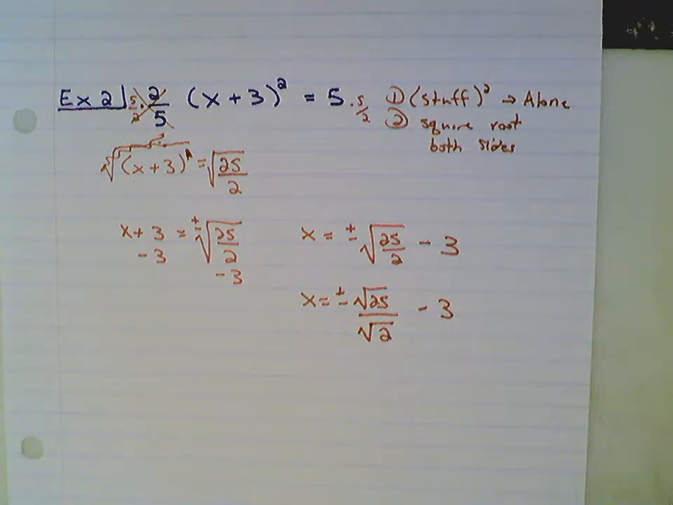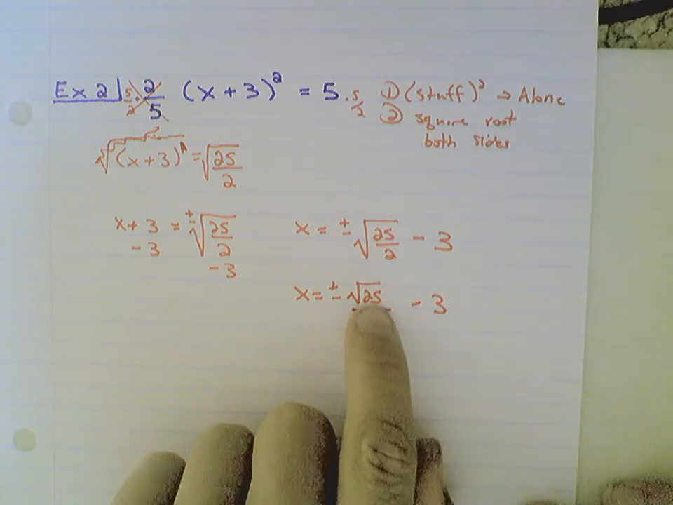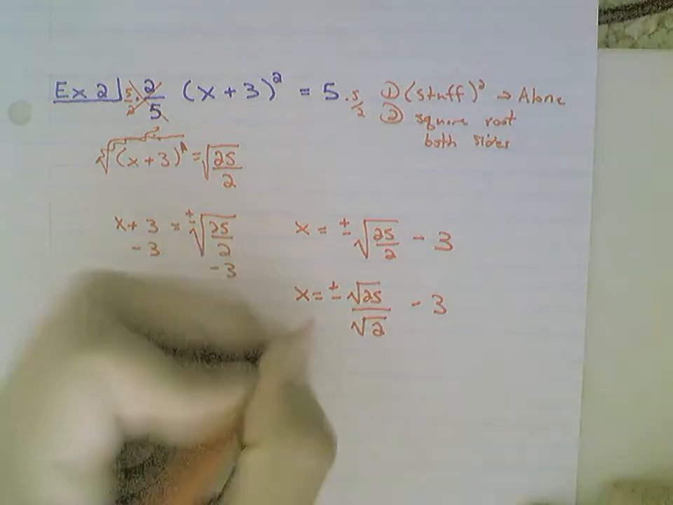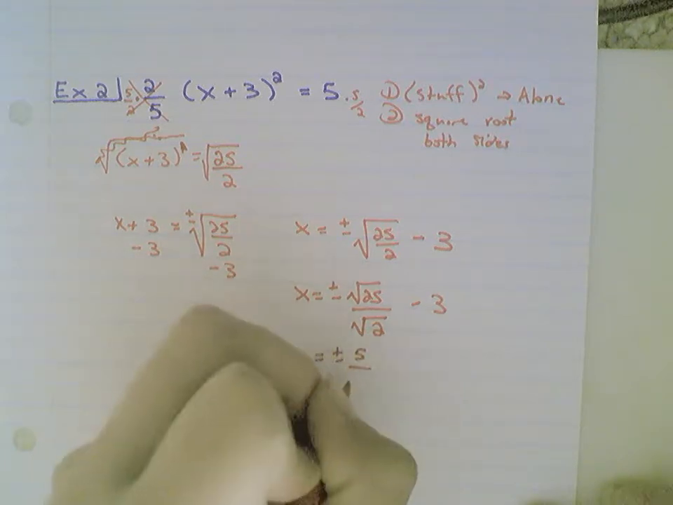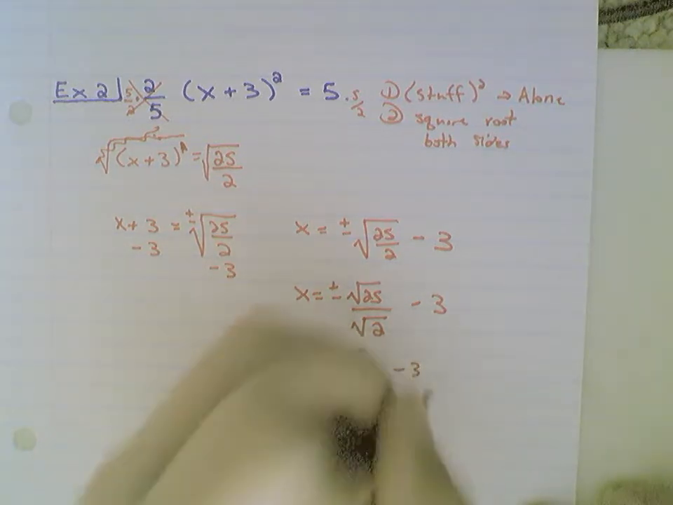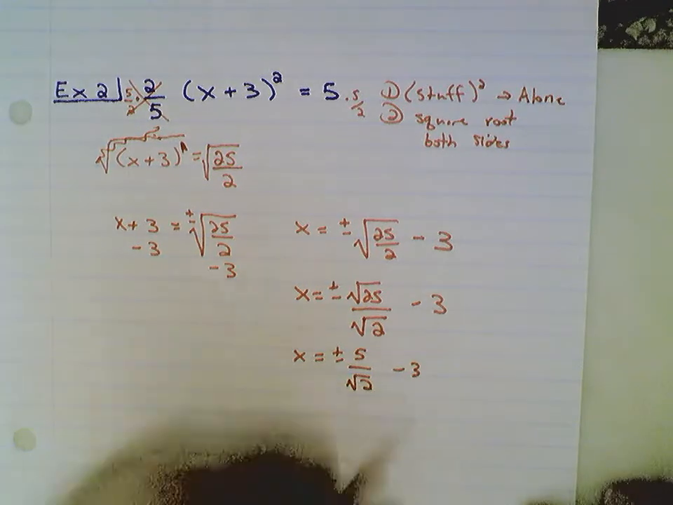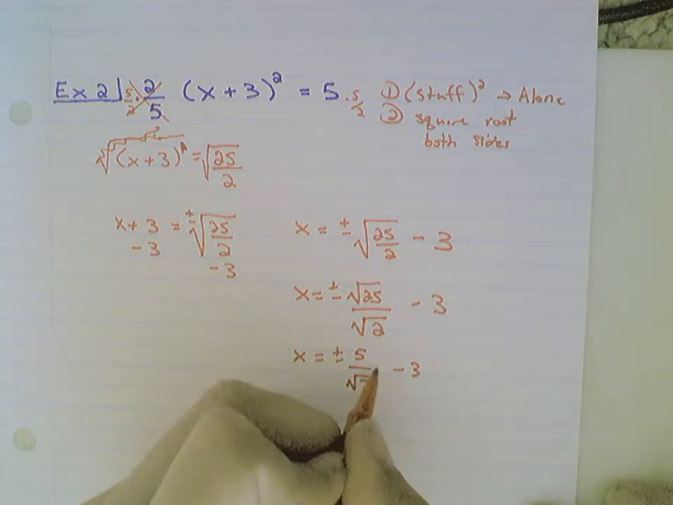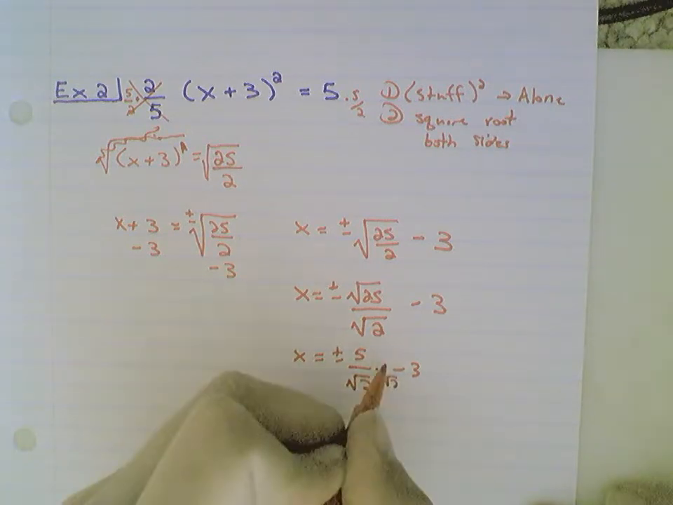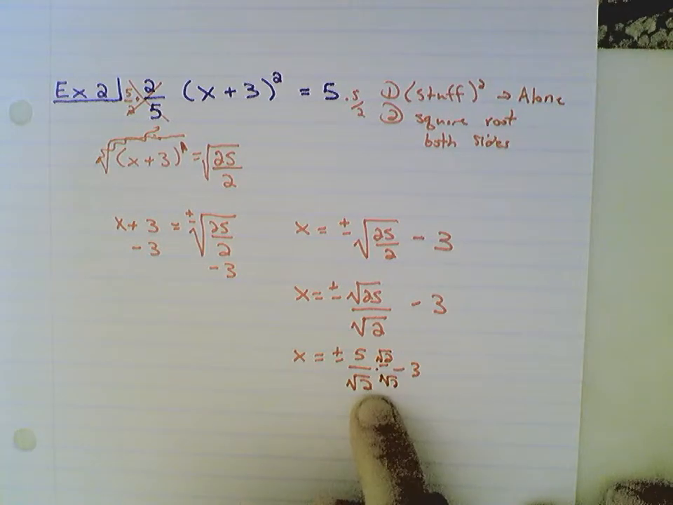Well, if I think about the square root of 25 for a second, 25 is a perfect square. It's a perfect square of 5. So I can rewrite this as x equals plus or minus 5 over the square root of 2 minus 3. And then the last thing I need to remember is in math, we never leave a radical on the bottom of a fraction. So I need to do what's called rationalizing the denominator, where we multiply by the same radical over itself, and this will help cancel it from the bottom and move it to the top.